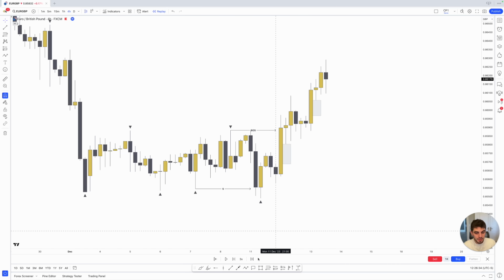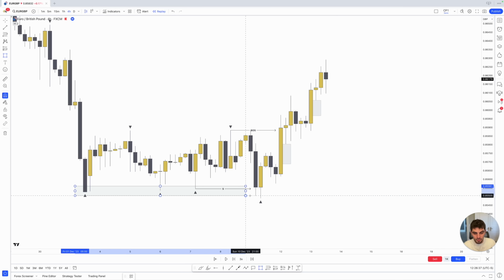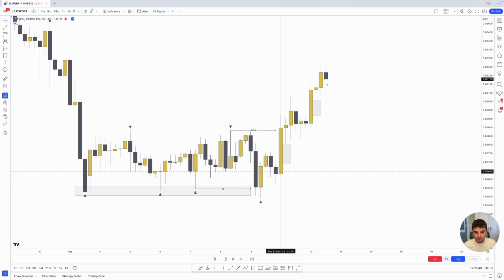And all this means is that within this area here, there was clearly a lot of stop orders. If price purges those stop orders, violates all of those stop orders, that's basically adding fuel to the market for the move that it really wants to make, which in this case was clearly to the upside.